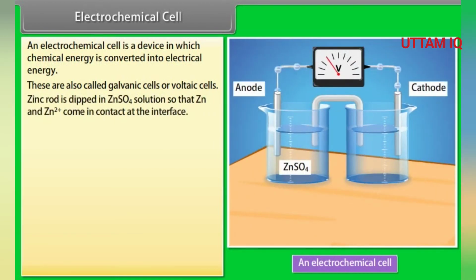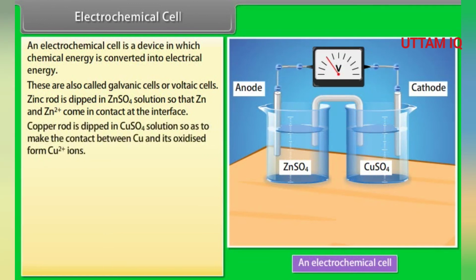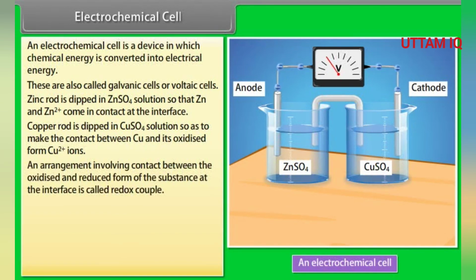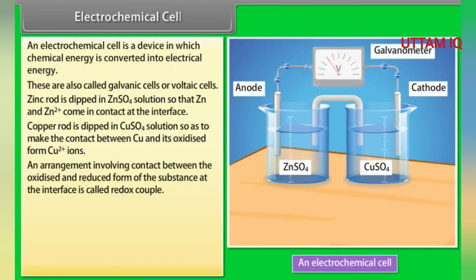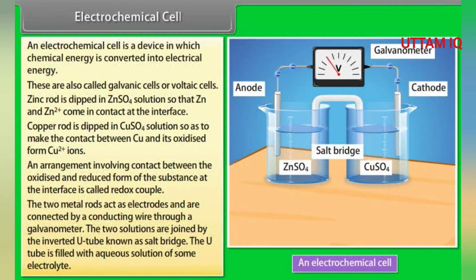Zinc rod is dipped in ZnSO4 solution so that Zn and Zn2+ come in contact at the interface. Copper rod is dipped in CuSO4 solution so as to make the contact between Cu and its oxidized form Cu2+ ions. An arrangement involving contact between the oxidized and reduced form of the substance at the interface is called a redox couple. The two metal rods act as electrodes and are connected by a conducting wire through a galvanometer.